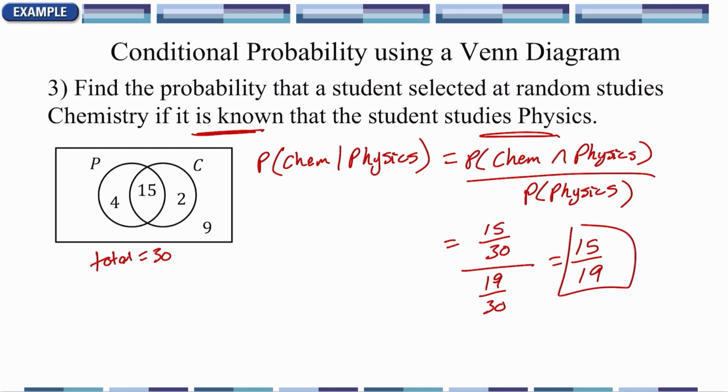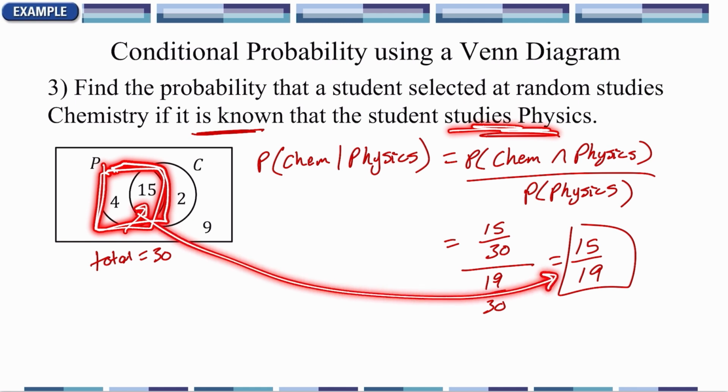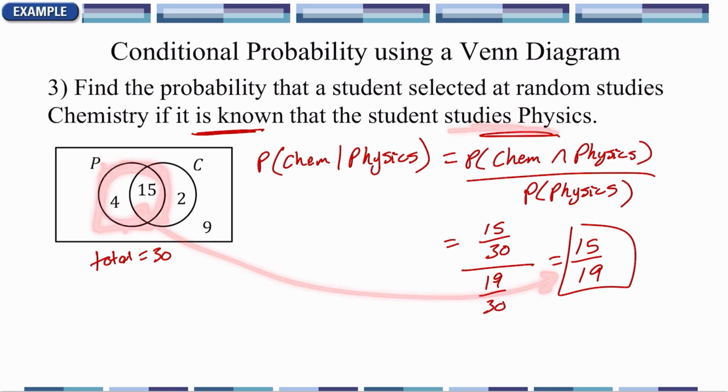Now, it seems like kind of a lot of work to do chemistry and physics together, and then do physics only over the total. When you can kind of see, well, if it's known that the student studies physics, then your denominator is going to be, we're only concerned about the physics circle in our Venn diagram. So out of that physics circle, how many of them study chemistry as well? And so this is 15. So that's kind of a quicker way to get there with the Venn diagram. So it's just going to be 15 out of everybody in that circle, which would be 19.